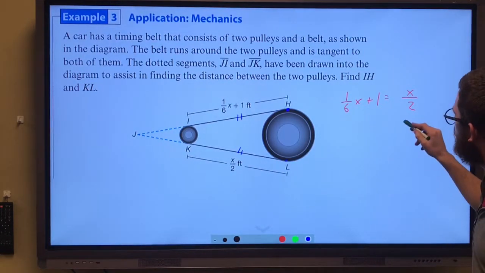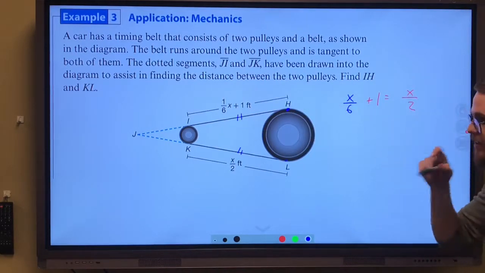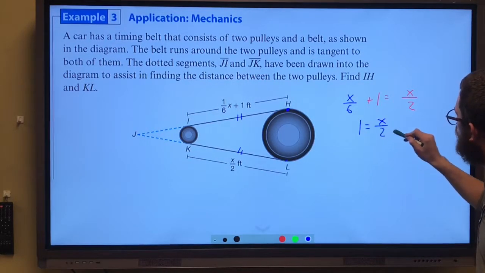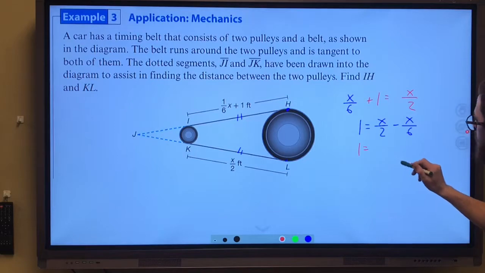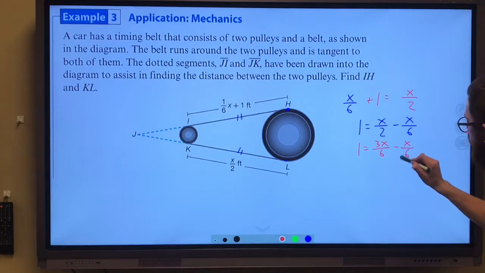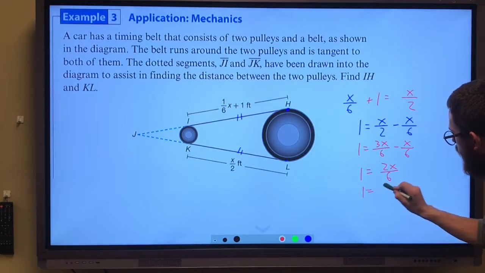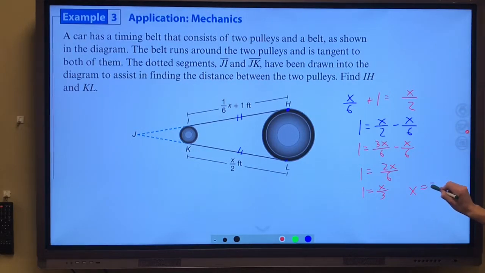I'm going to get all the x's on the same side. Well, 1/6 x is the same thing as x over 6. So if I subtract it over, I have 1 equals x over 2 minus x over 6. This is 3x over 6 minus x over 6, which gives me 2x over 6. 1 equals 2x over 6, which is the same thing as x over 3. 1 equals x over 3. X must equal 3, because 3 divided by 3 is 1.